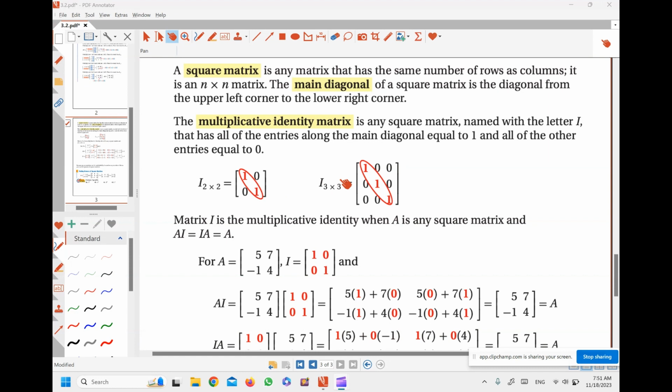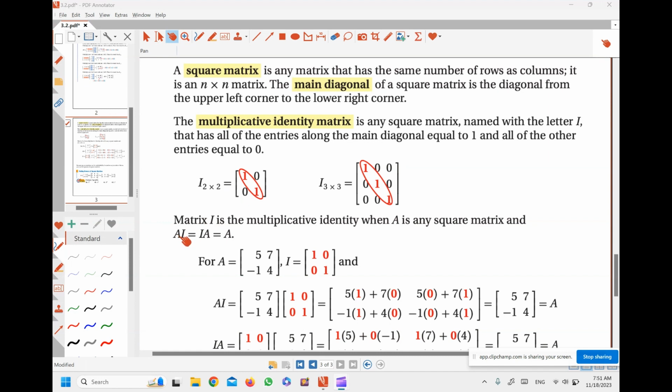So where do we use the multiplicative identity matrix? It's like 1 in numbers. When you multiply a number by 1, it is the number itself. For example, 3 multiplied by 1 is 3, 4 multiplied by 1 is 4. It has no effect on multiplication. Similarly, in matrices, the multiplicative identity matrix has no effect on multiplication. When you multiply a matrix by the identity matrix, it's the matrix itself, like 1.